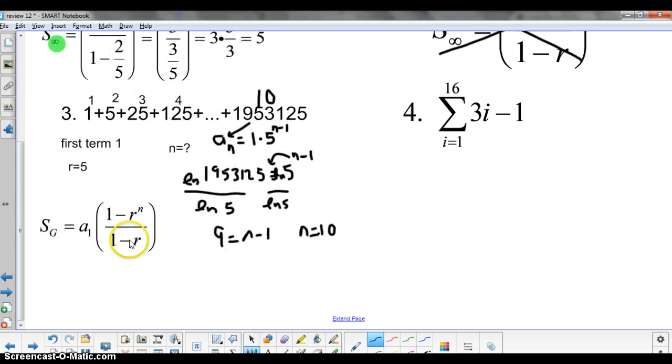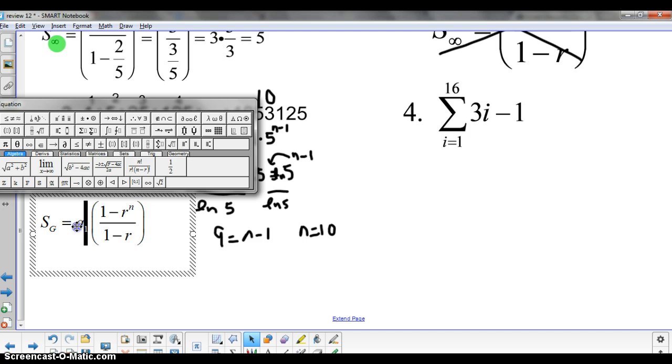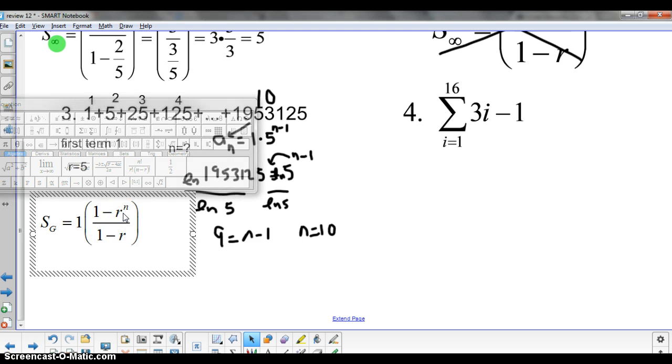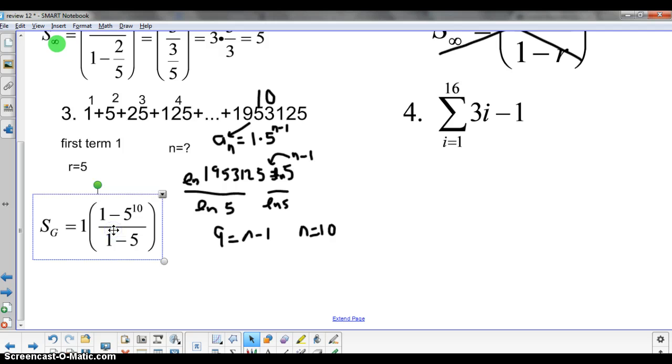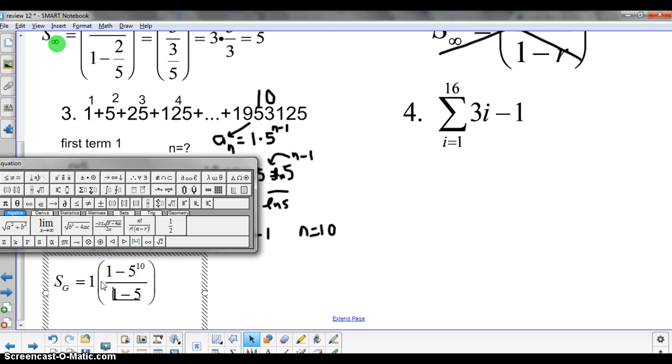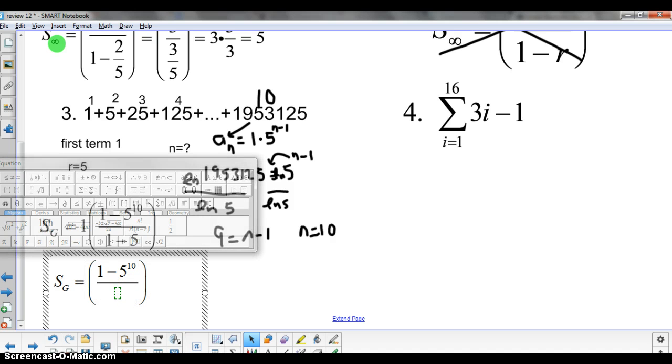So we have everything we need now to plug into this formula, and I'll just replace them as I go. A sub 1 is 1. That'll eventually just disappear. This is 5 to the 10th over 1 minus 5. So the 1 is going to disappear. The denominator will simplify to a negative 4. 1 minus 5 is negative 4.